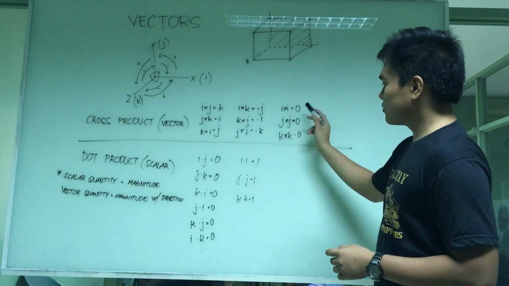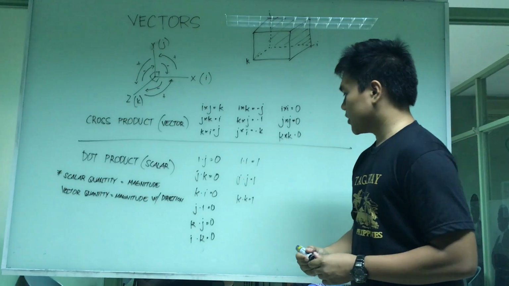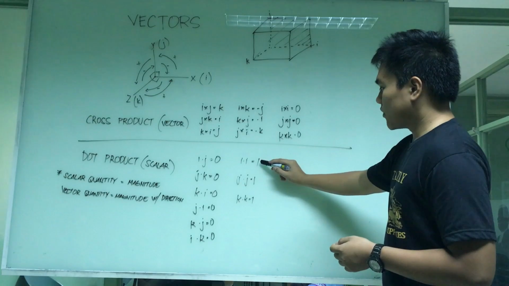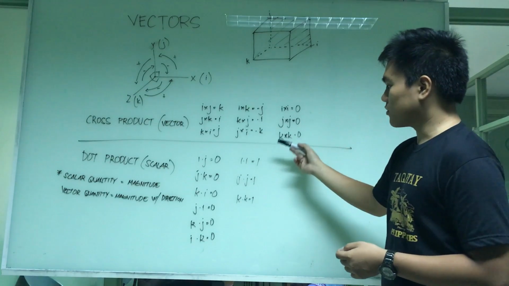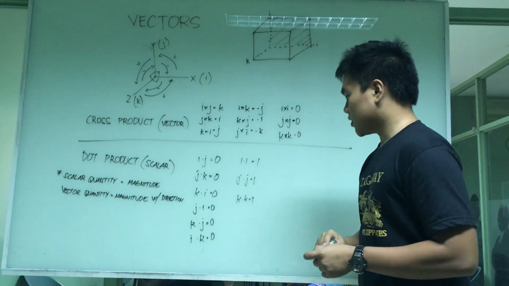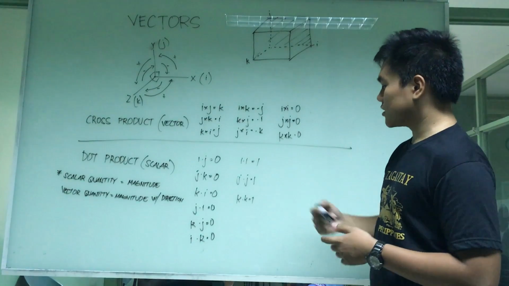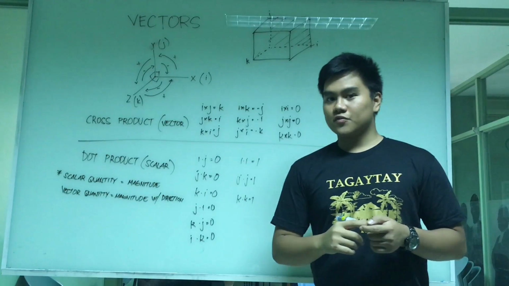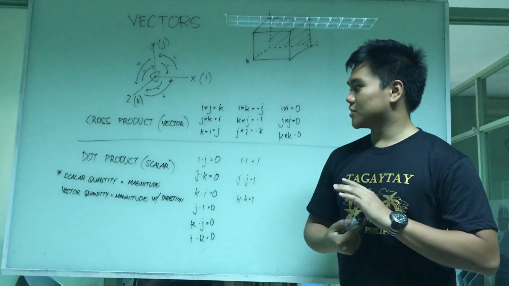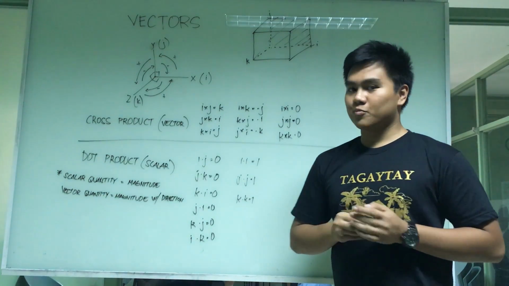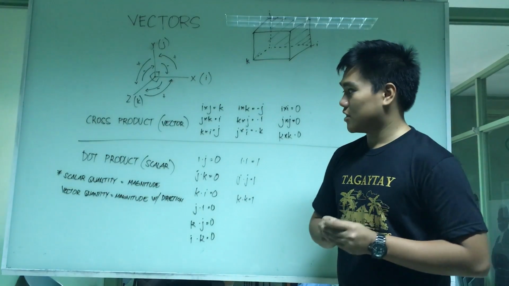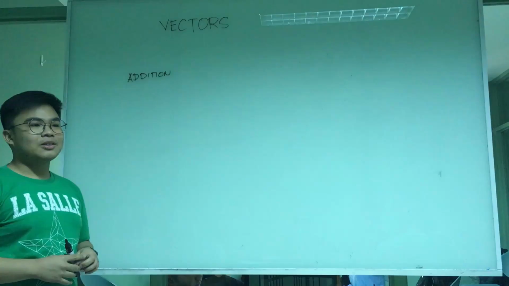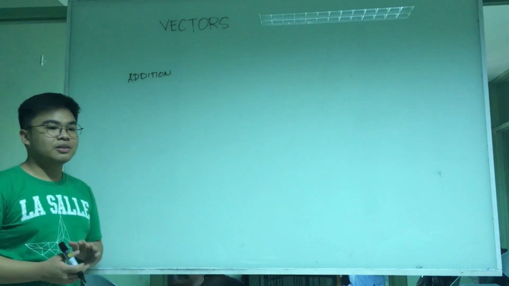But in contrast to the cross product, if we get the dot product of the same direction, we always have the value of 1. So i dot i is equal to 1, j dot j is equal to 1, and k dot k is equal to 1. So that's the overview of vectors, and we'll have sample problems about addition, subtraction, the cross products, and the dot products. So I'm going to discuss the addition of vectors.